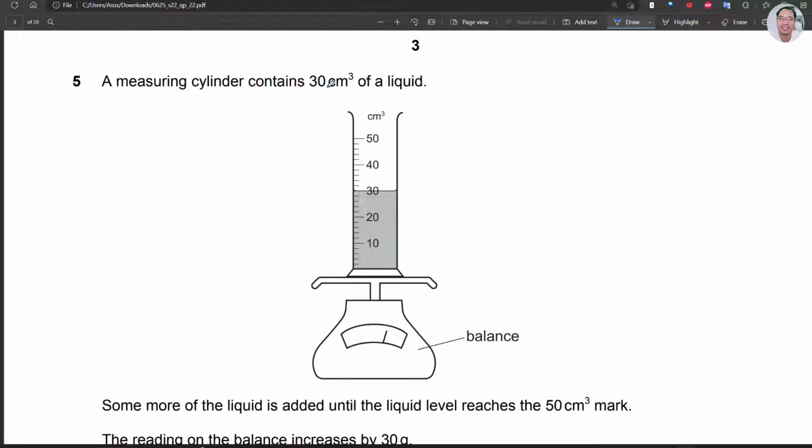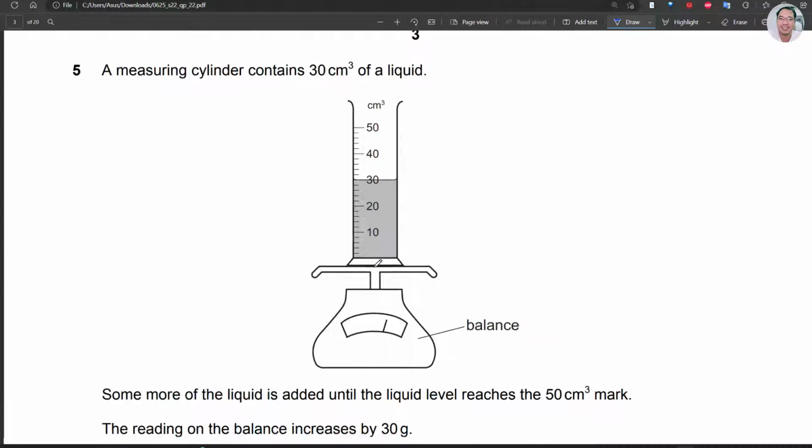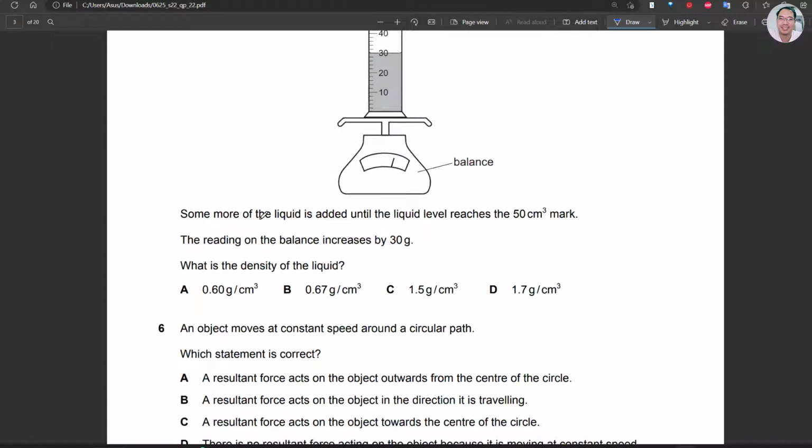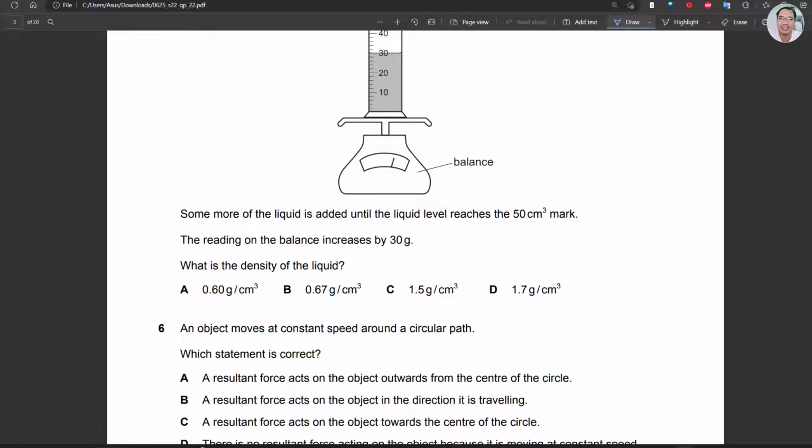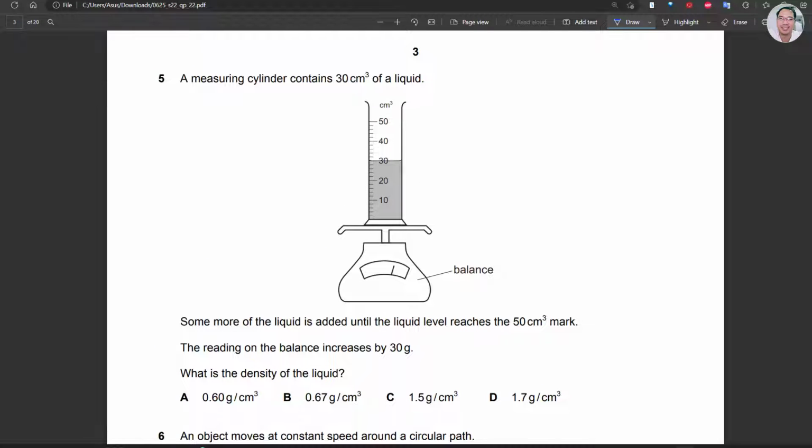A measuring cylinder contains 30 cm³ of a liquid and is put on a balance. Some more of the liquid is added until the liquid level reaches the 50 cm³ mark. The reading of the balance increases by 30 grams. What is the density? The liquid reaches 50.